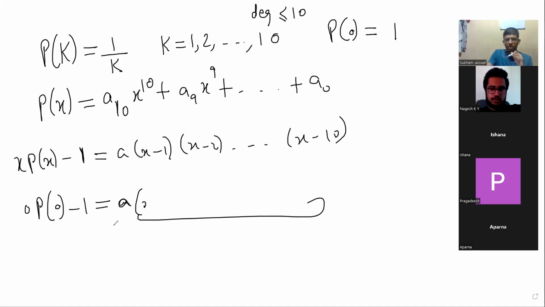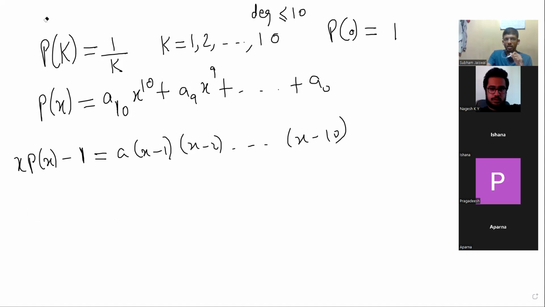Right, this is a non-zero number, this is a non-zero number. Come out to this. Okay, right? So it's not a problem. So you will get a polynomial. So what is A? Please tell. 1/10 factorial. Okay, 1/10 factorial.